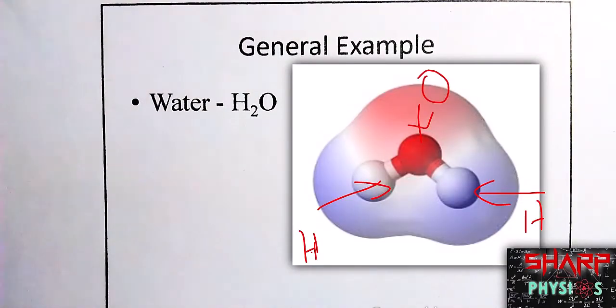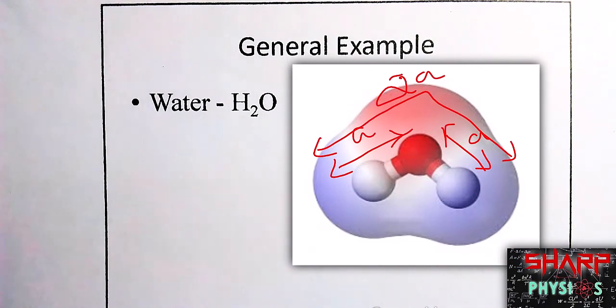So coming to the water molecule, you can see that it has a hydrogen atom bonded on either side. The oxygen is bonded on both sides with the hydrogen atoms, so oxygen will be at the center of it.